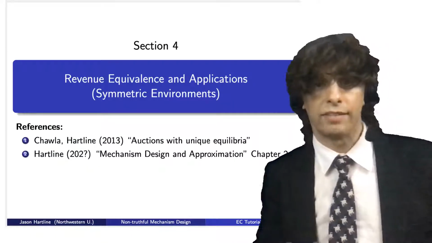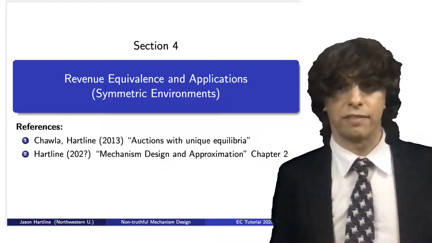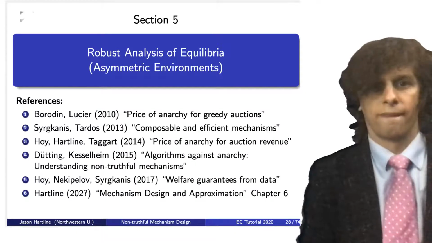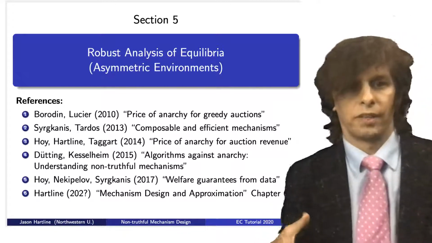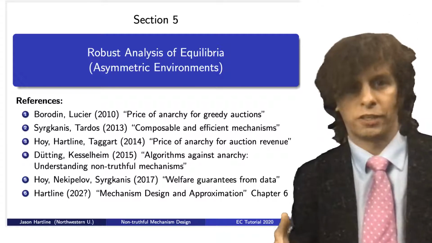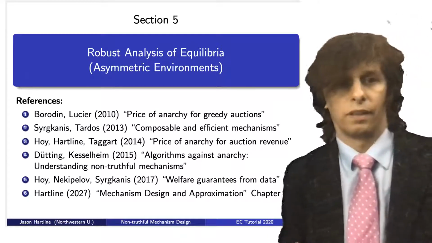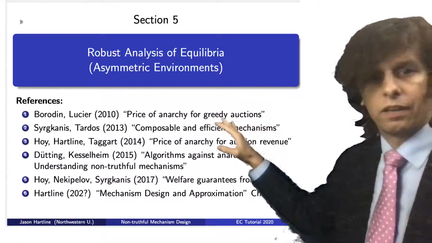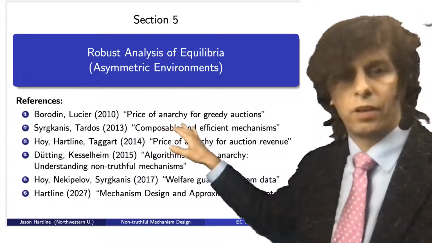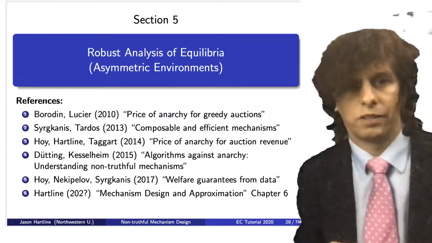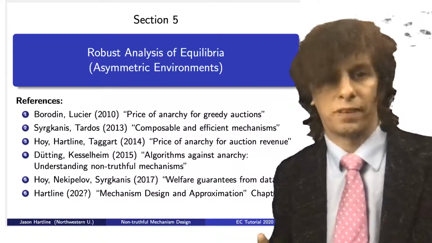Great. So that concludes section 4, two applications of revenue equivalence and analysis of equilibria in symmetric environments. Okay, this section is going to be on the robust analysis of equilibria. We're going to give simple, powerful methods for analyzing equilibria and showing that the welfare of equilibria are pretty good in asymmetric environments. Just to point out some of the references here, Allan Borodin and Brendan Lucier's paper about the price of anarchy for greedy auctions, an excellent paper that shows that simple greedy procedures can have better equilibria than mechanisms based on optimal algorithms.